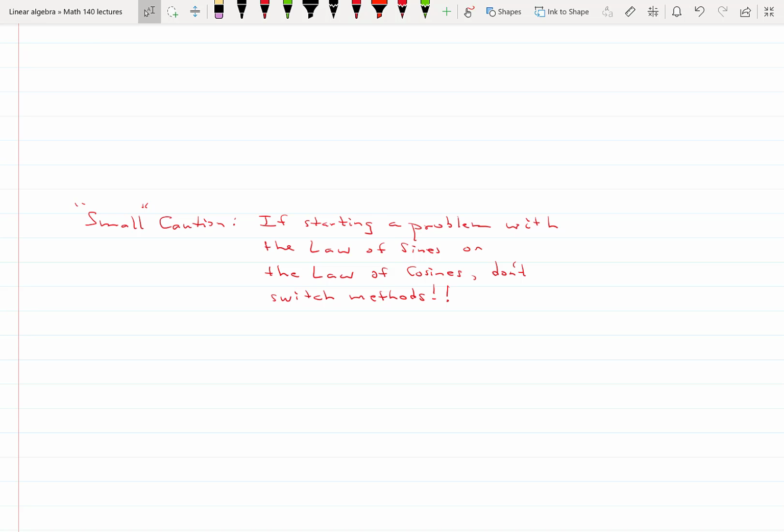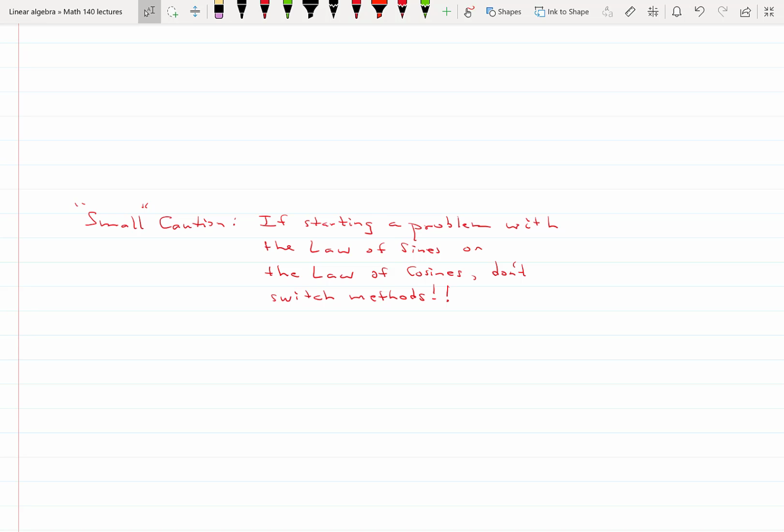If you start a problem with the law of sines or with the law of cosines, don't switch methods in the middle of solving the problem, or at any point solving the problem. Which means that if you start with the law of sines, don't switch to the law of cosines to find pieces of information about the triangle. Stick with the law of sines. And conversely, if you start with the law of cosines, don't switch partway to the law of sines.